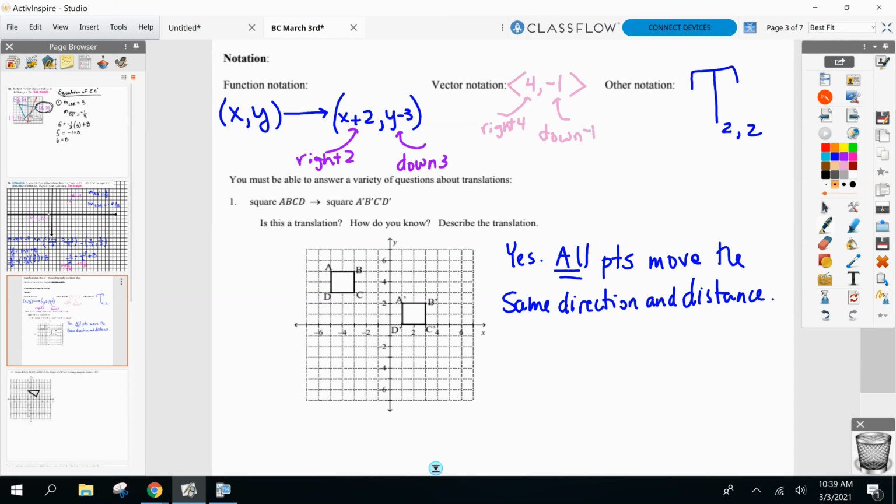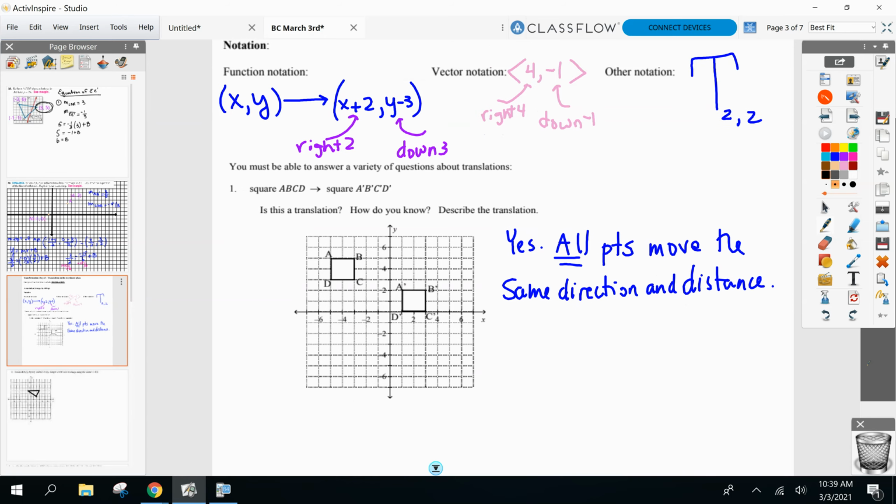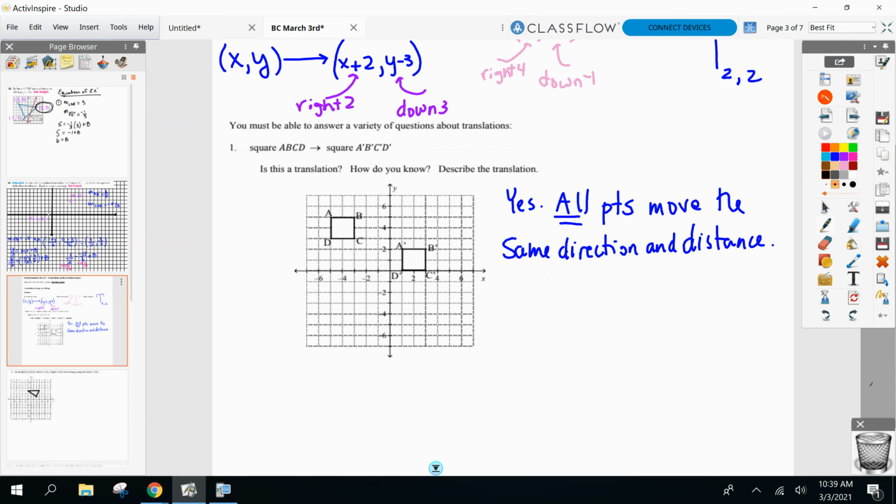It is a translation. All right, now I want you guys to get in the habit of writing it yourself. I want to go through all the different notations of writing right 6, down 3. So let's do function notation first. (x, y). What do I write for right 6?